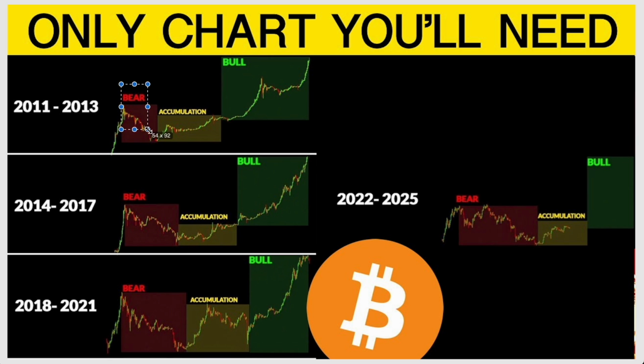So bear markets, this is where we tend to see strong downtrends for at least a year or so. That has historically been the case. A year is where we tend to see these bear markets really take place, come to fruition, and bottom out before transitioning into your accumulation range.